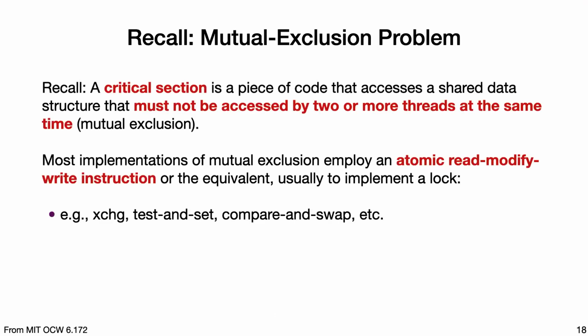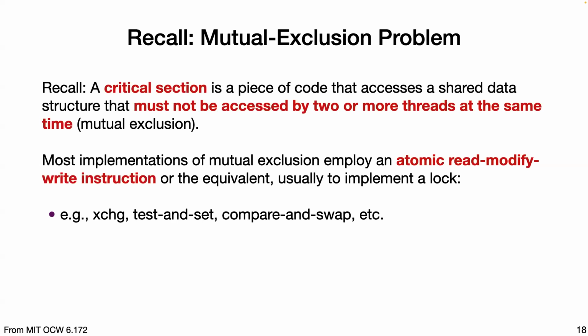So that is sequential consistency, and we are going to use it to prove how you can do mutual exclusion without locks. So we did mutual exclusion a while ago. We were doing parallel programming, and we can remember that a critical section is a piece of code that accesses a shared data structure that must not be accessed by two or more threads at the same time.